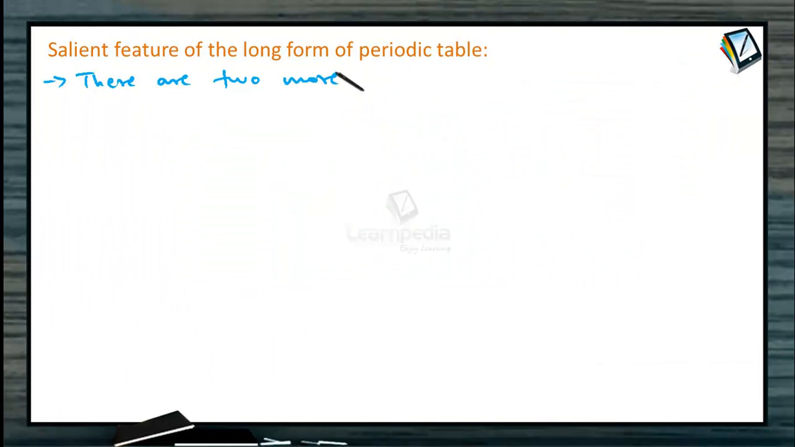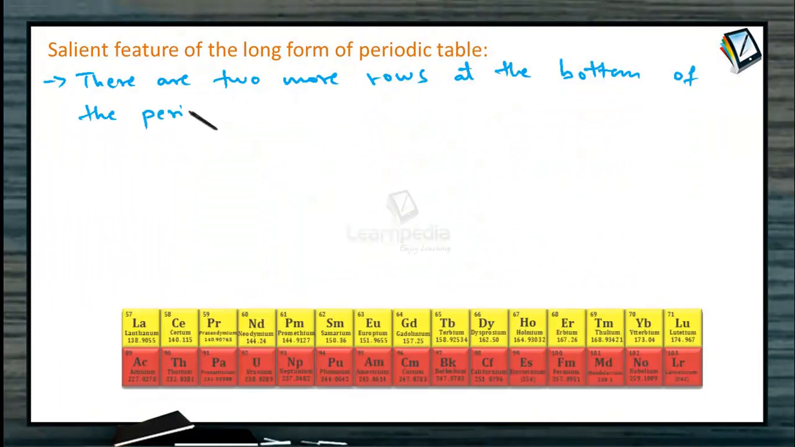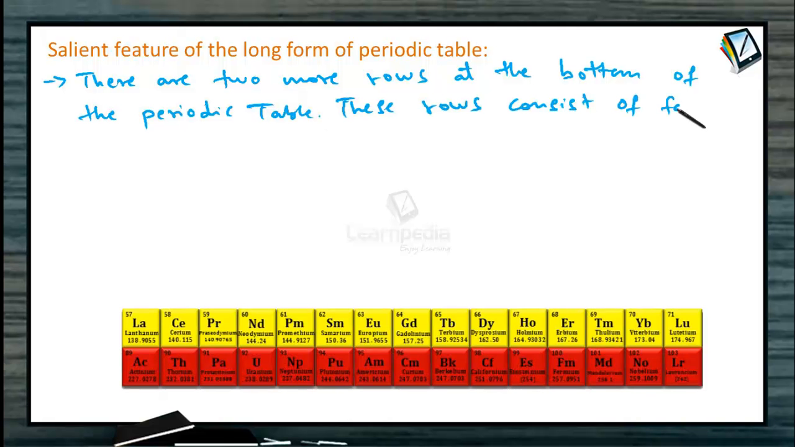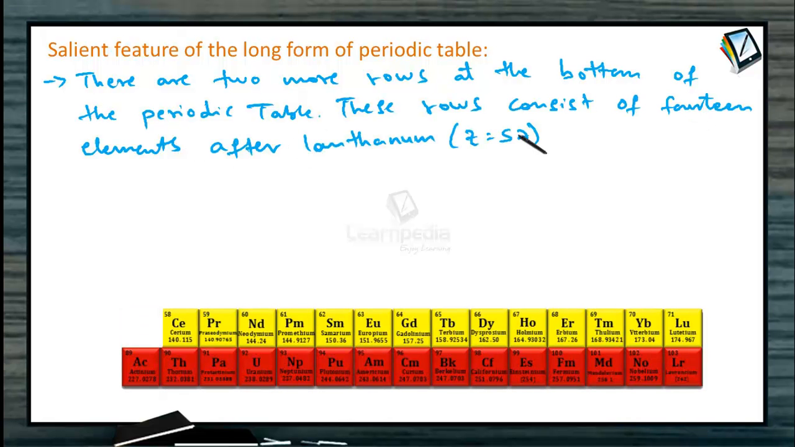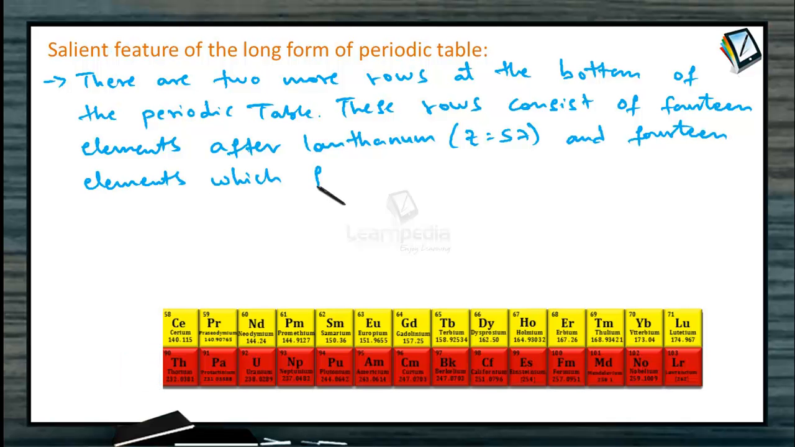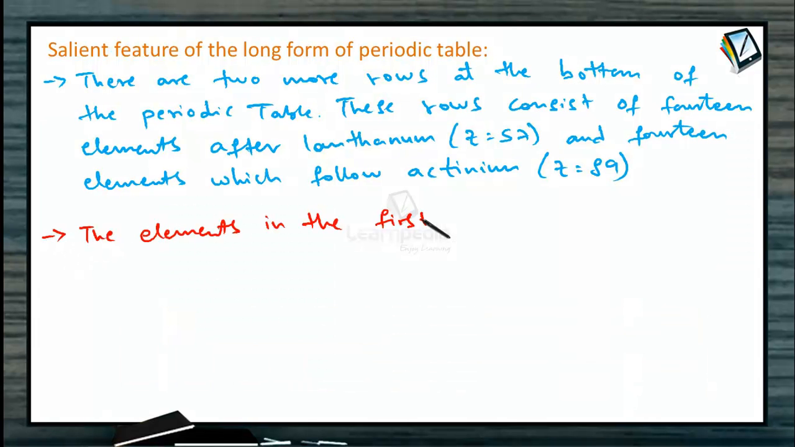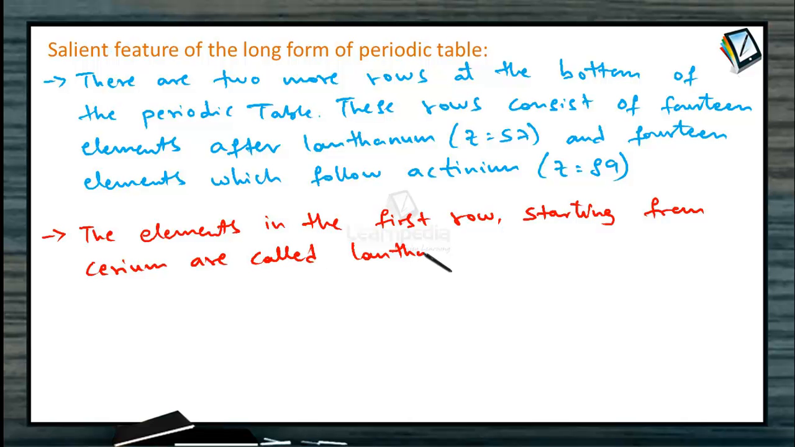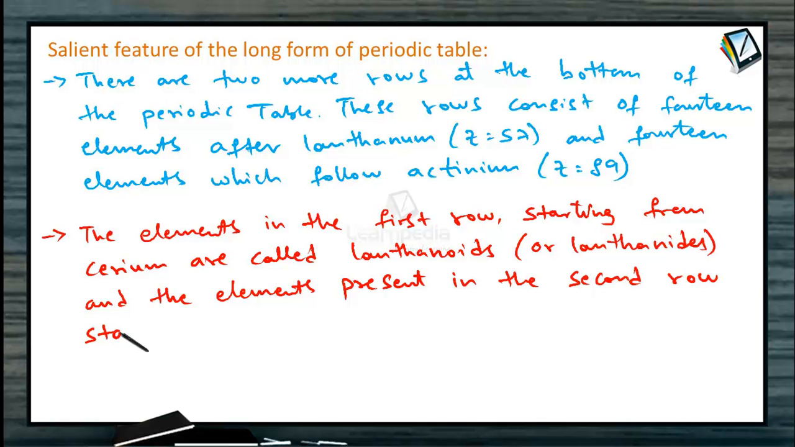There are two more rows present at the bottom of the periodic table. These rows consist of 14 elements after lanthanum and 14 elements after actinium. So two separate rows are there below the periodic table. The first row starting from cerium, they are called the lanthanoids, or we can call them lanthanides. And the second row starting from thorium, we call them actinoids or actinides.